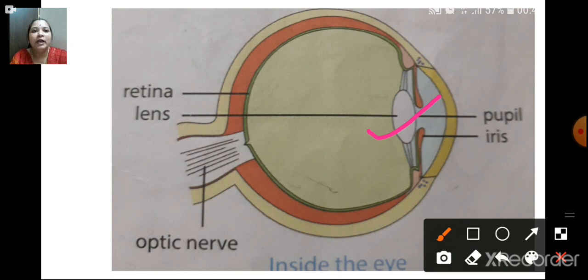And behind the lens, if you can see here, this is the retina. And the image is formed on the retina. Now, the optic nerves. What do the optic nerves do? The optic nerves carry information about the image formed to the brain.